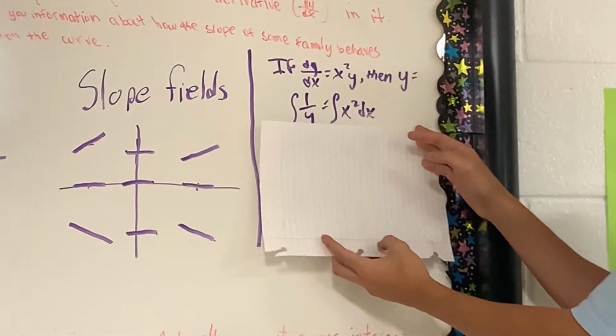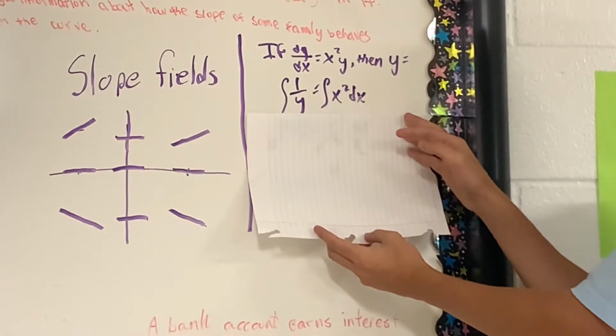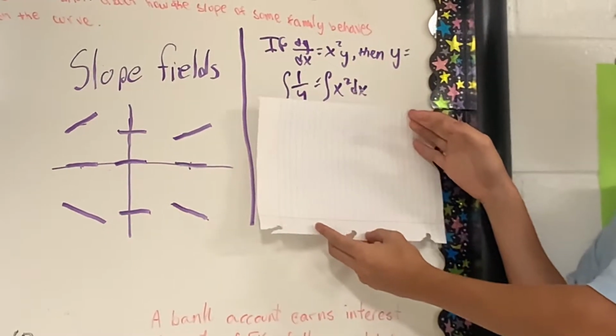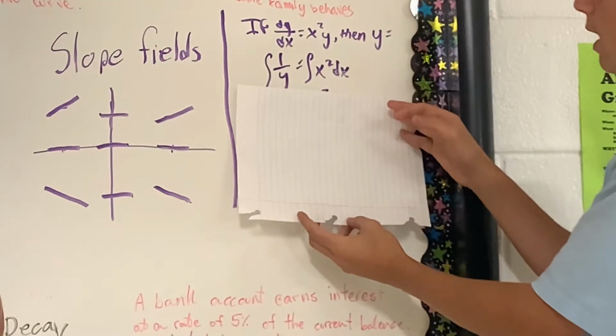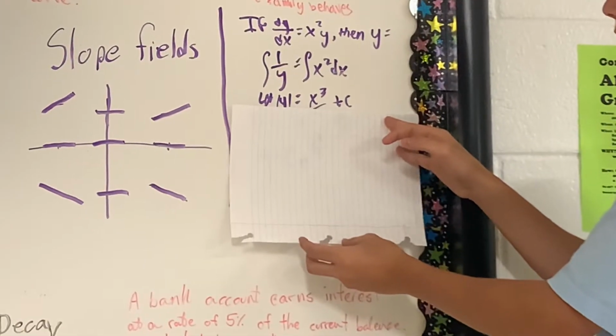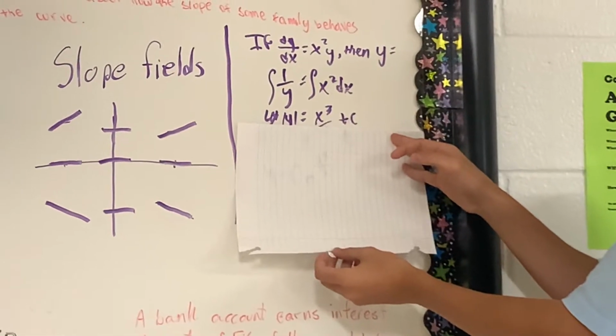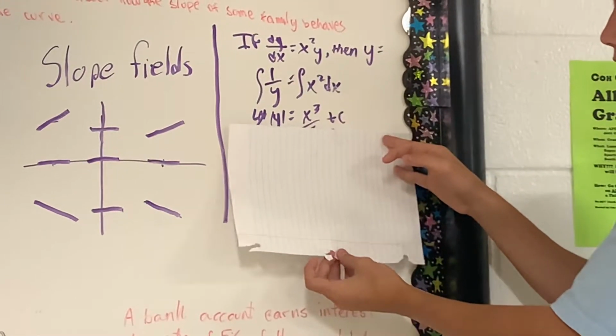And then you're going to take the integral of both sides, and we'll give you a second to do that. Okay, and then the next step: when you take the integral of 1 over y, you get ln y. And then the integral of x squared equals x cubed over 3. And then you add plus c, which is a constant.